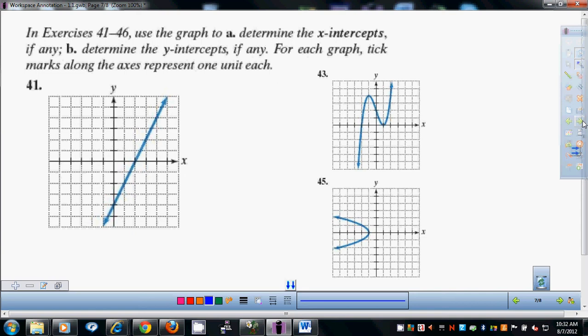45. Allie, what's the x-intercept? Negative 1, 0. Yeah, I know, I do that too. Negative 1, 0. And what about the y-intercept? Yeah, it doesn't have one. It doesn't cross it. Some of them won't. Negative 1, 0 is the x, and there is no y.